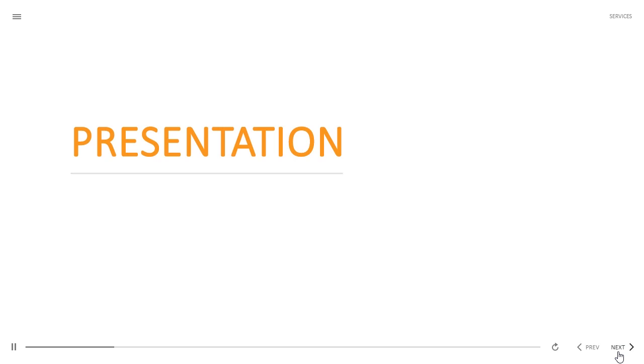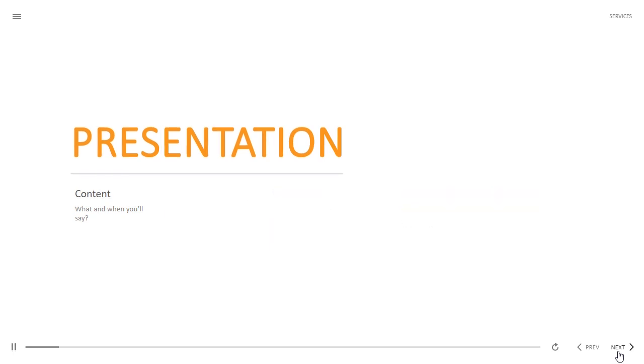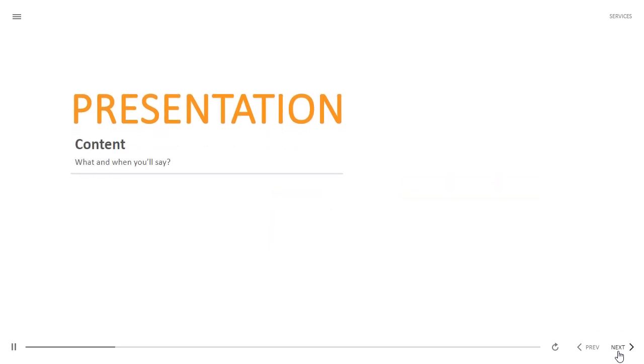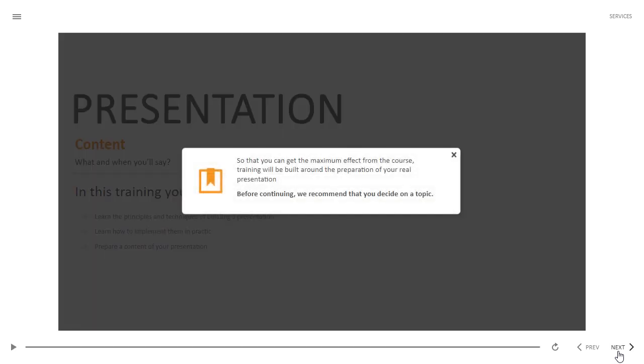Typically, a presentation contains 3 components: content, slides, and presentation. Therefore, in order to succeed, it is necessary to pay attention to each of them. In this course, we'll analyze the first component of a successful presentation by focusing on the content. Once you've completed this course, you'll have learned the basic principles and techniques for building a successful presentation. You'll learn how to apply them by practicing firsthand, and you'll know how to fully prepare the content of your presentation so that you can get the maximum results from the course.